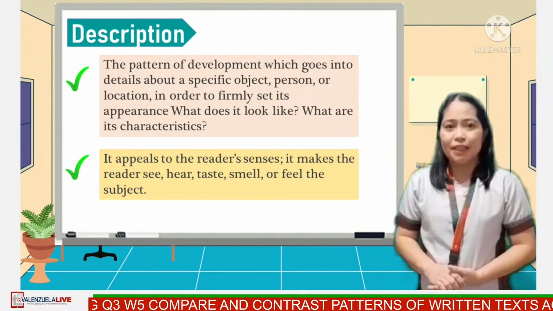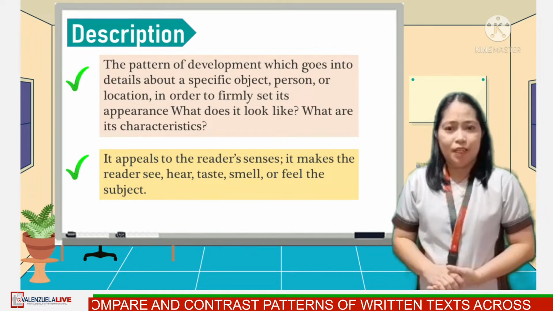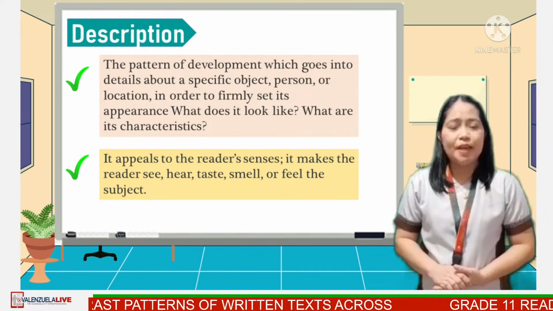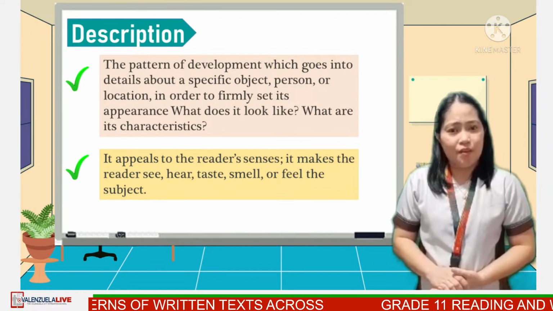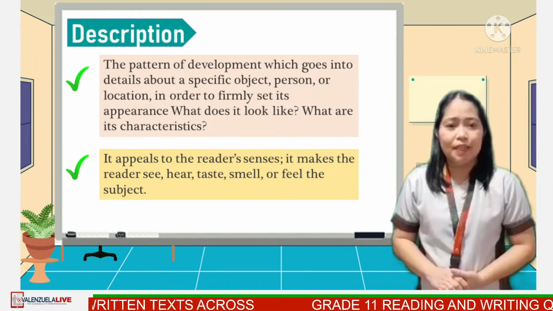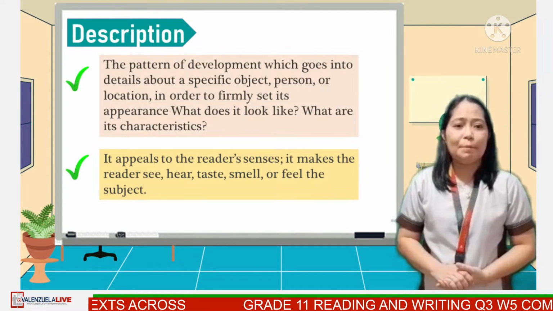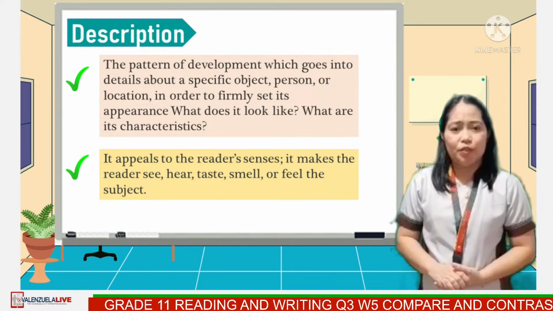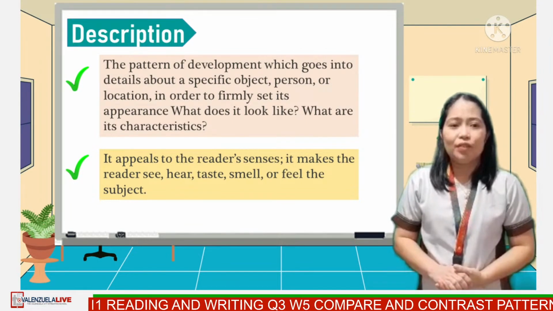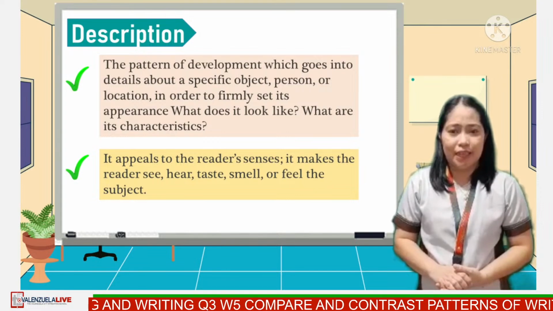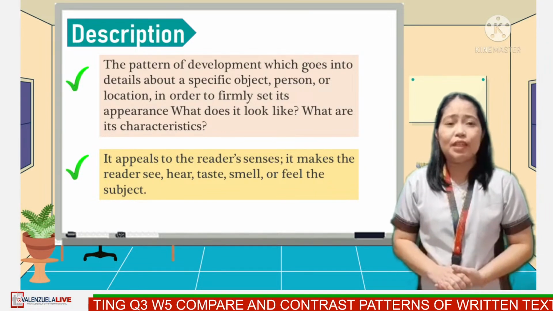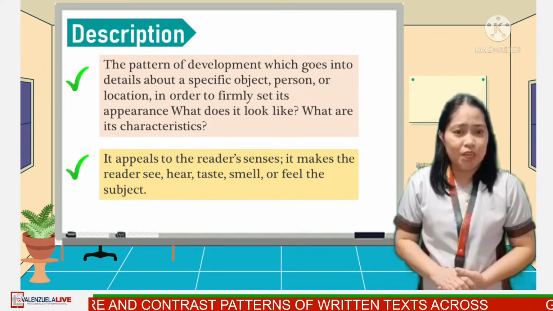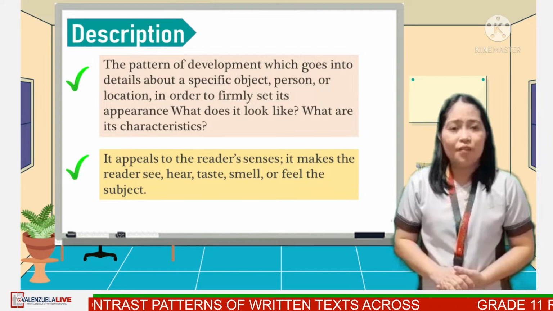Next in our list is description. Description is closely similar to narration because both include many specific details. However, unlike narration, description emphasizes the senses by painting a picture of how it looks like. When you are asked to describe something or someone, you have to give specific and concrete details to create an image in the minds of the readers. As they read the text, they would be able to see, hear, smell, or feel the subject.